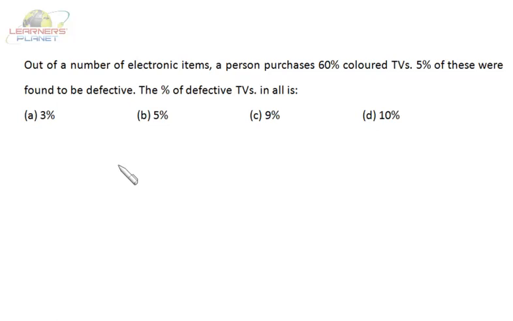Now let's see this question. Out of a number of electronic items, a person purchases 60% color TVs. 5% of these were found to be defective. The percentage of defective TVs in all is what? Suppose he's purchasing 100 items. Out of that, 60 are color TVs. Out of the 60, 5% of these are defective. So what's 5% of 60? That is 3. So it's 3%.